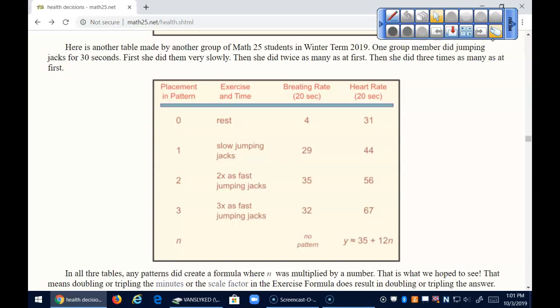Then there was another group that did jumping jacks. They didn't want to go out in the hallway where everyone would see them. So they started at rest. They did some ridiculously slow jumping jacks, because if you're going to get 3 times as fast, you have to start really slow. And then they did twice as fast as that, and then they did 3 times as fast as that. So trying to get so many in, I think it was like 30 seconds or something, they did jumping jacks. As they went faster and faster, they had a heart rate pattern, but not a breathing pattern. Who knows why? Bodies are complicated. Anyway, so those kinds of patterns can happen.